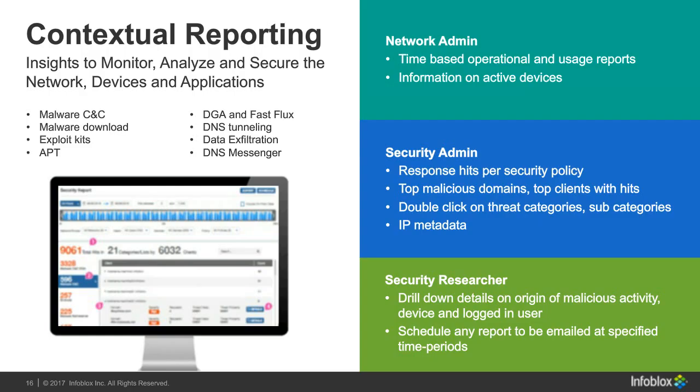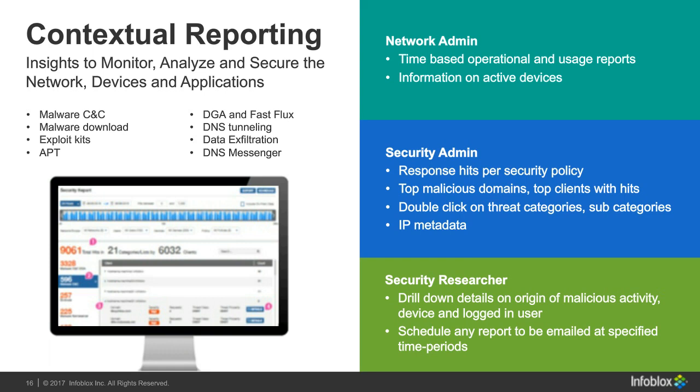So in terms of reporting, ActiveTrust Cloud has robust reporting capabilities for the network administrator. They get operational and usage reports, but more so for the security administrator, you get information around response hits per security policy. So how many hits did we get on, let's say, exploit kits? How many hits did we get on phishing sites? How many hits did we get on malware C&C communications? How many hits did you get on DNS tunneling, etc.? You also get information on top malicious destinations that your infected devices are going to. What are those top infected devices and clients with hits to bad sites?